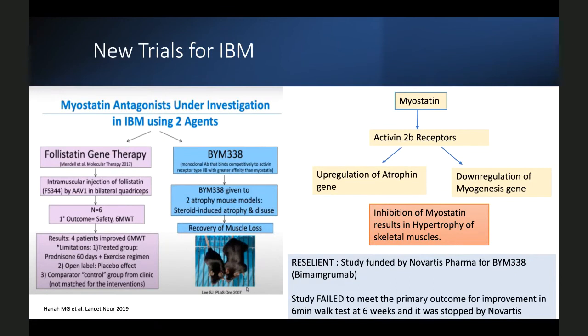myogenesis. So this study was done in a quite large patient population, but the study failed because nobody met the primary outcome of improvement in the 6-minute walk test at 6 weeks. So this study was stopped after that. What they saw after doing this study was there was an increase in the muscle mass, but there was no increase in the strength even after doing this therapy.